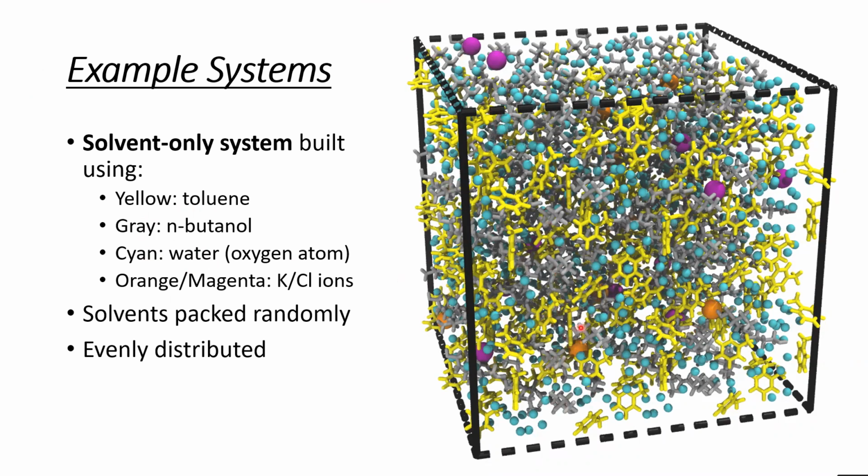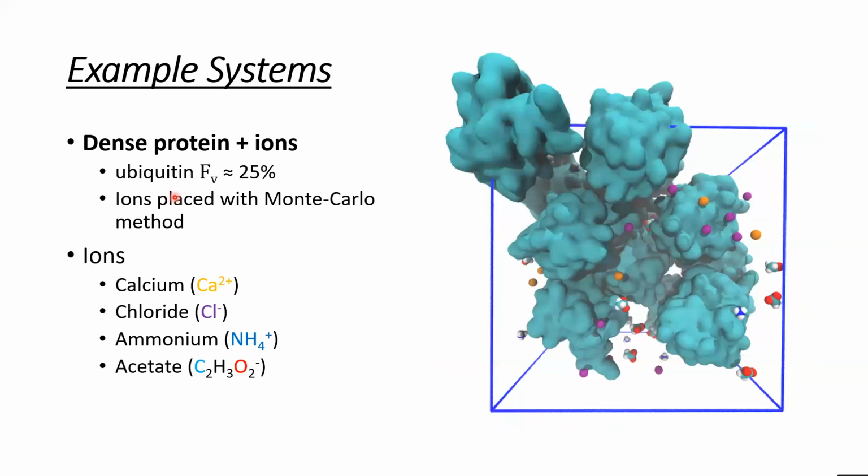So this system was built using the procedure that I just described. You know, pack a small version of all the solvents, copy it up to the full box size, and position ions within here. Ions are usually very easy to pack because most of them have only like one atom, so you just find a space, put it in. And it's evenly distributed.